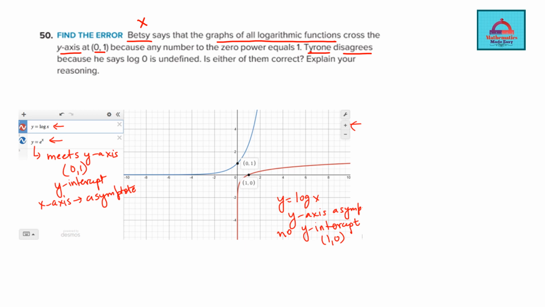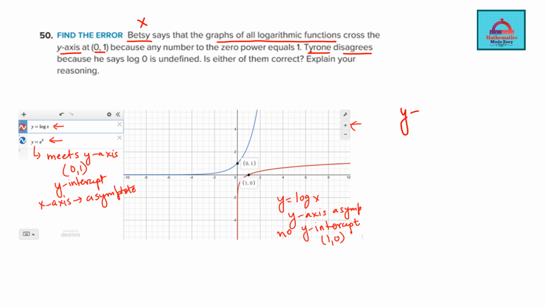Now Tyrone disagrees because he says log 0 is undefined. And if you see the log x graph, it is meeting only the x-axis at the point (1, 0), not the y-axis, right? Why doesn't it meet the y-axis? Because the y-axis is an asymptote.